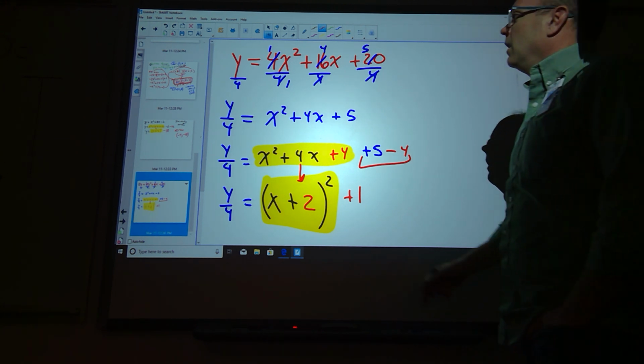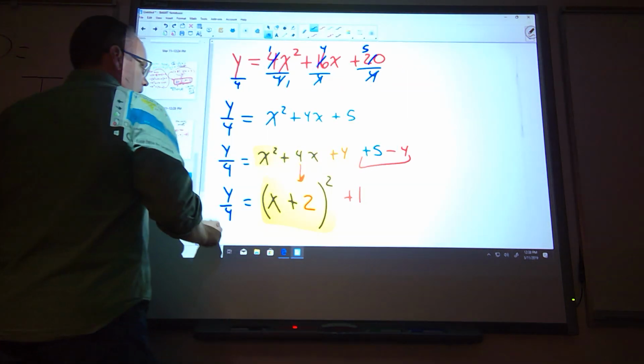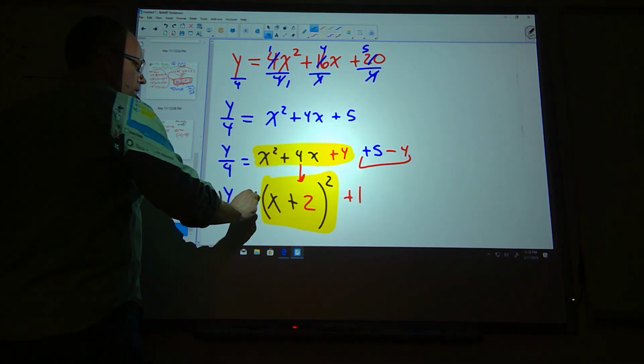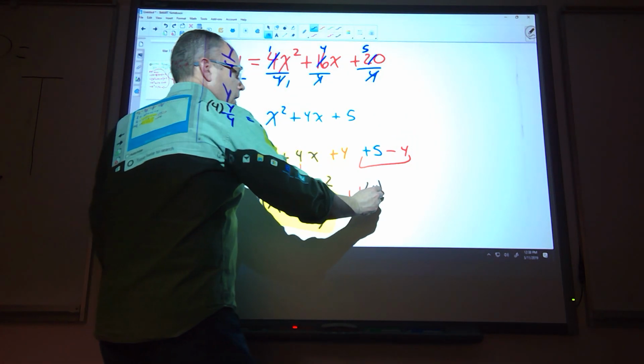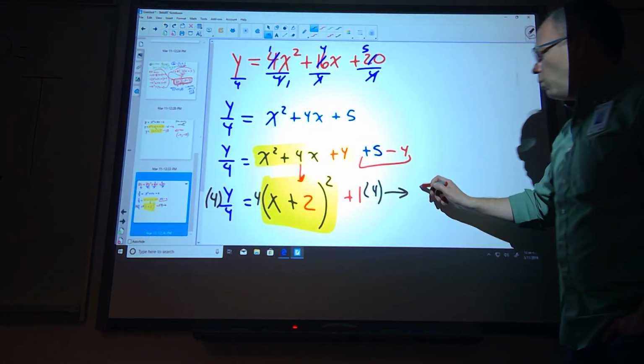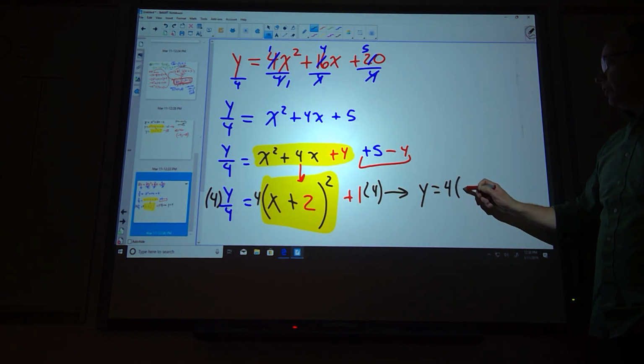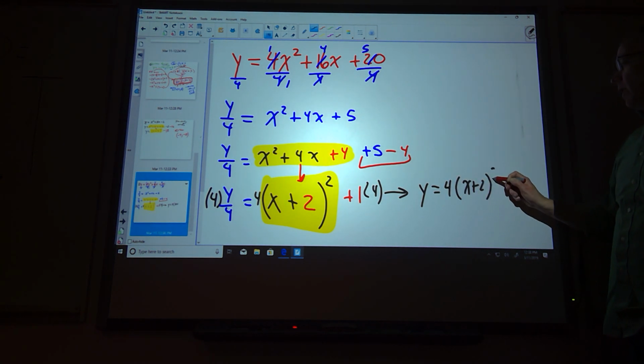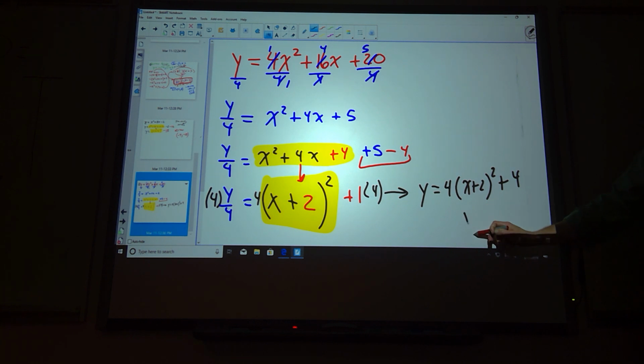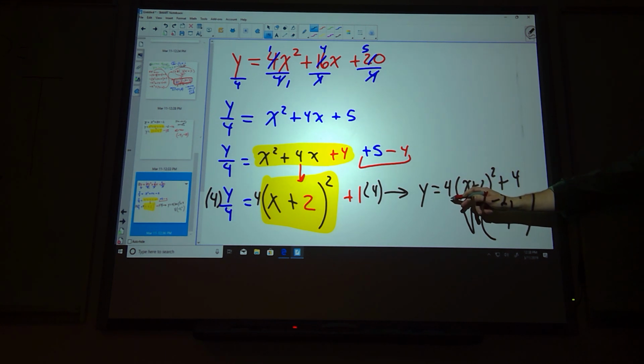So that's division, right? So what undoes division? Okay, so I'm going to multiply this by 4, this by 4, and this by 4. And this is going to lead my answer to be y equals 4, parentheses, x plus 2 squared plus 4. What's my vertex? Almost. Negative 2, comma, 4. This affects my pattern graph. It's not 1, 3, 5. It's 4, 12, 20.